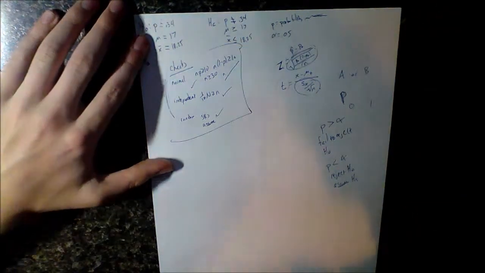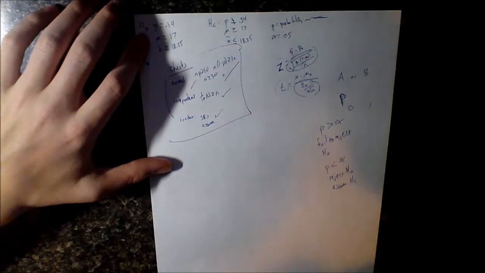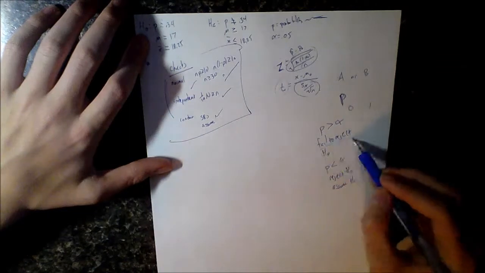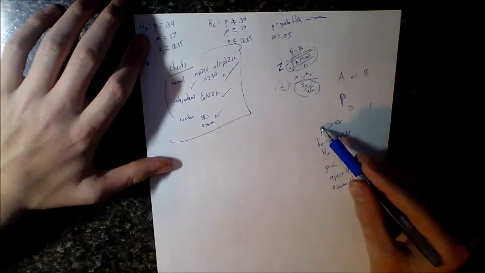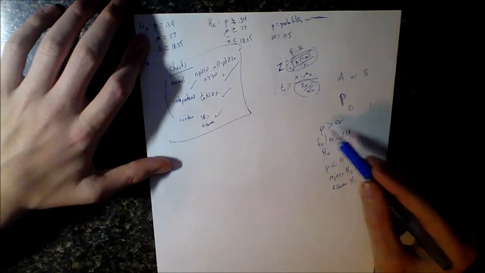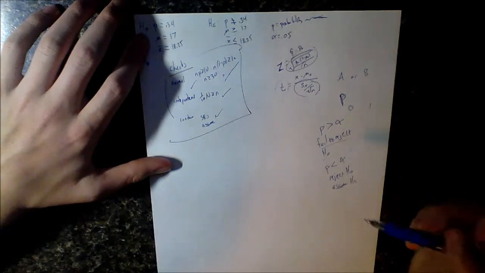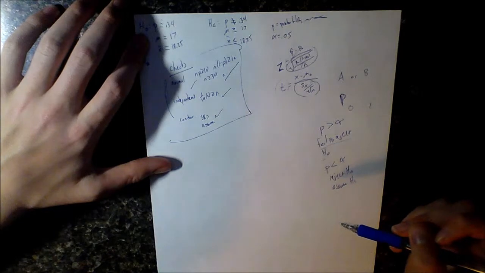However, this always has to be followed up with a detailed explanation of why we must reject or fail to reject, including what p is, what alpha is, and a good explanation of your context and what this means.